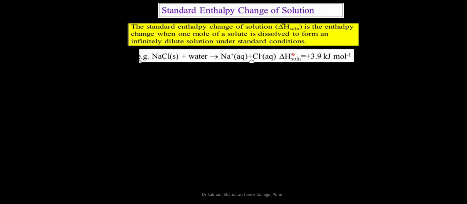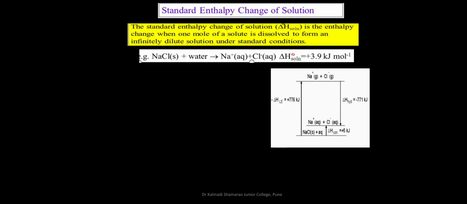Now how exactly does the reaction proceed? In this reaction, when NaCl is dissolving in water, first it is converted into the gaseous state, that is Na+ gaseous plus Cl- gaseous. This is in the ionic form at this stage. The energy required for this is the lattice enthalpy, and the energy required in this reaction is plus 776 kJ.